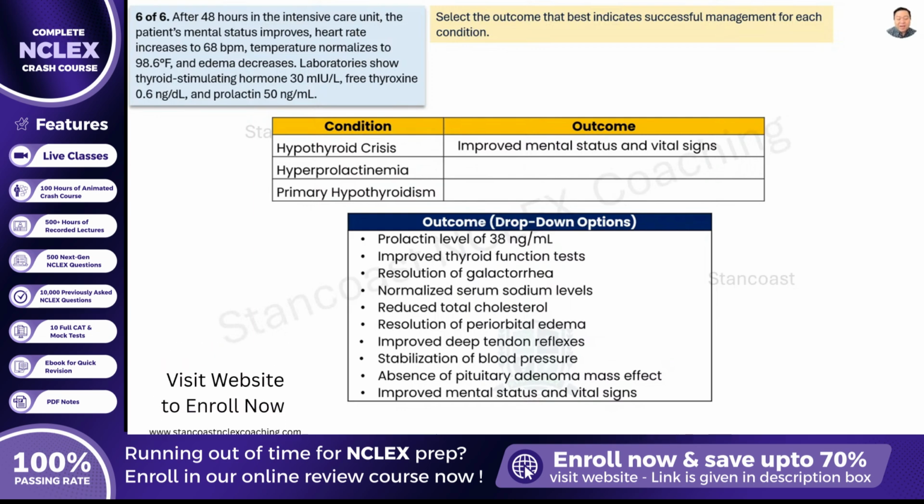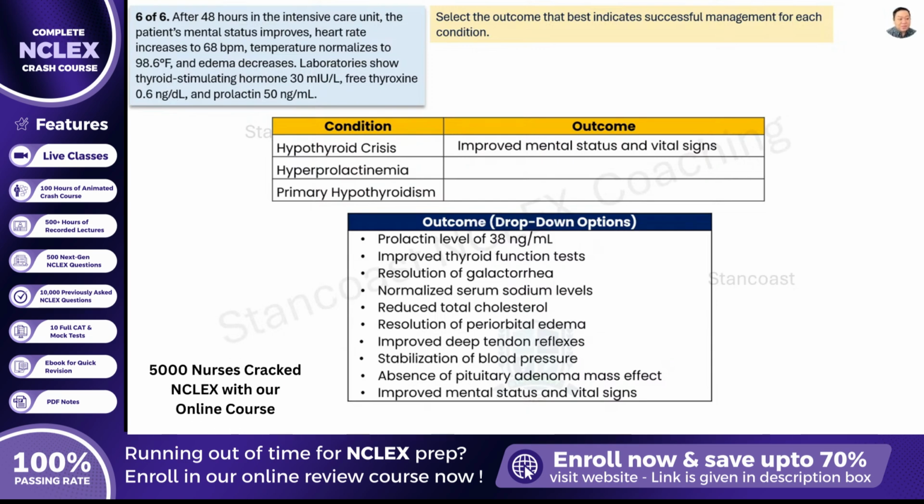So in this scenario, if the patient starts waking up, if they start talking, they become less confused, and if their heart rate and temperature begin to normalize, those are great signs that the IV levothyroxine and the IV hydrocortisone are working. All right. So this tells us the metabolism is actually revving up, which is exactly what we want.